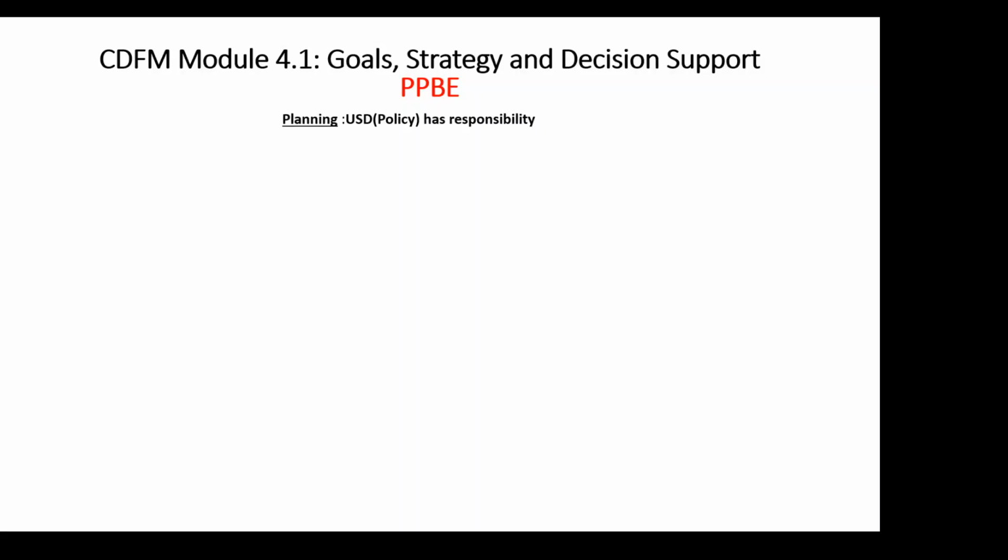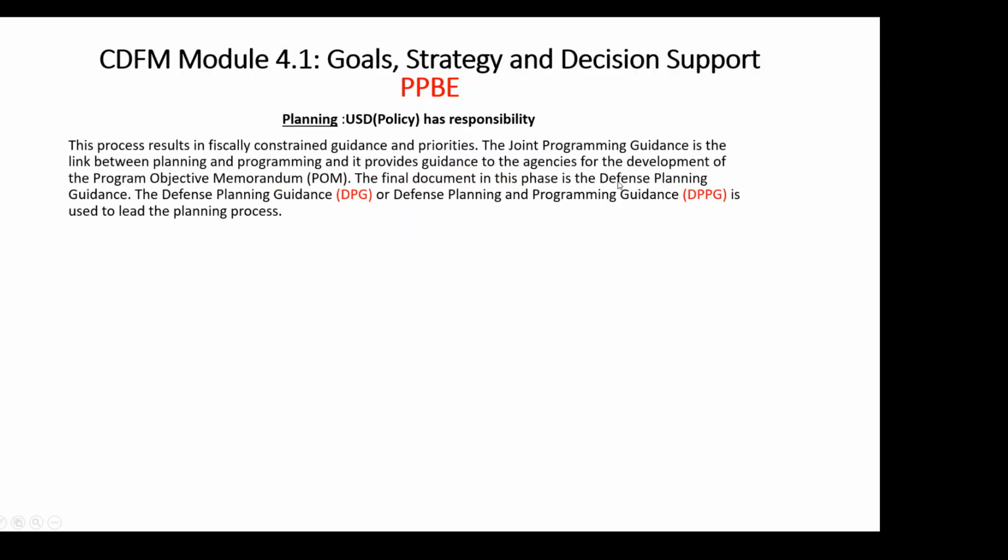All right, so quickly over the PPBE process. Planning is controlled at the DoD level. Oversight by the USD for Policy has responsibility for the planning. And I give you the process results: fiscally constrained joint programming guidance, links between planning and programming. The final document in this phase is the Defense Planning Guidance, or it may also be called Defense Planning and Programming Guidance, is the planning document. So that's the last document that's published in the planning phase.